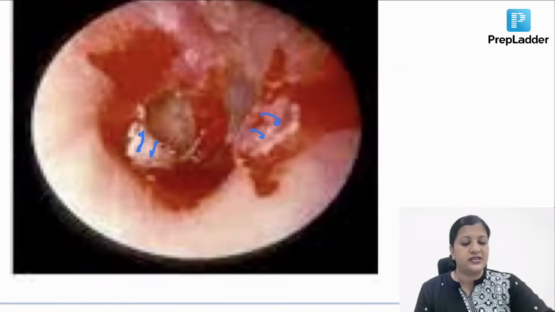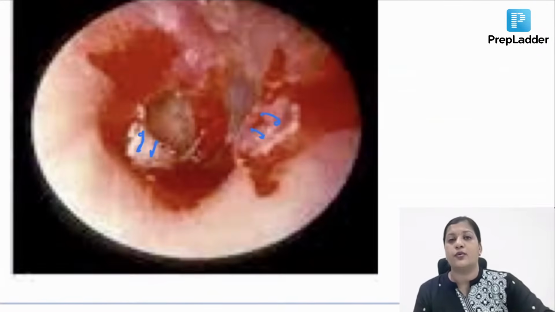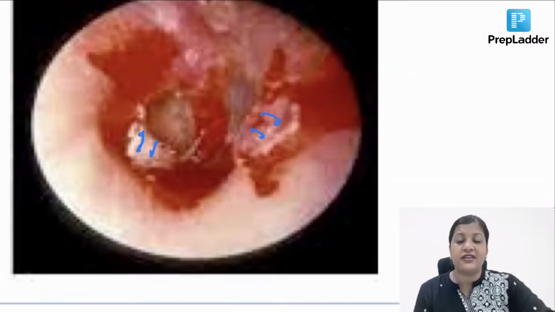So glomus types and how to differentiate. Mainly you have to know about glomus tympanicum and glomus jugulare. When they give you an image for glomus, they typically will give you an image of glomus jugulare only.